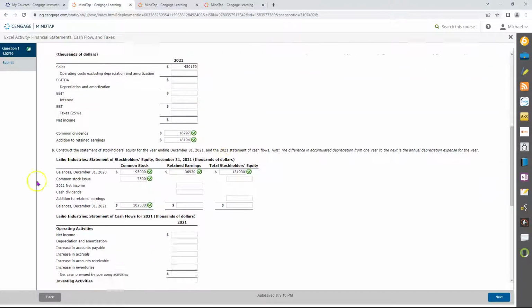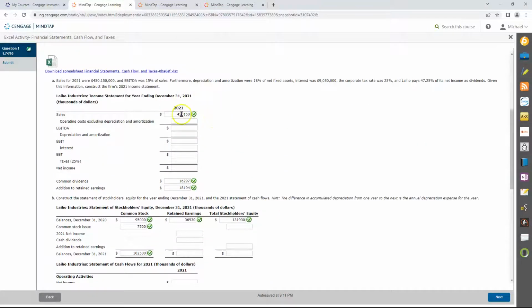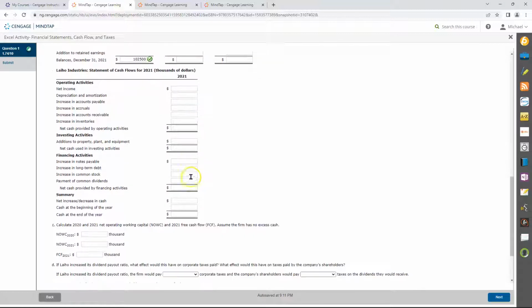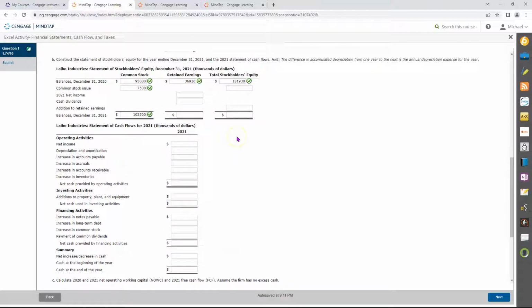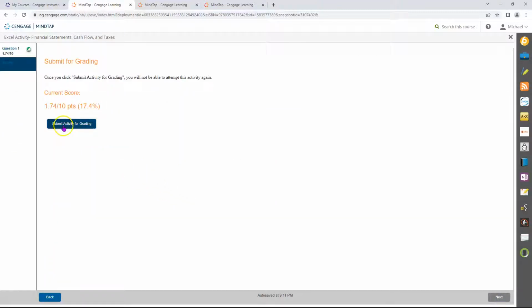So what I can do here, I can come down here and I can say check my work. Right, so I can keep doing that, and I can make sure that I have the information the way I need it to be. So that's how you can check it as you keep going through. And then when you get to the very end, that's when you're going to be able to hit next, and that should help you submit the problem there. Right, you can say submit for grading. So that's what you want to do.